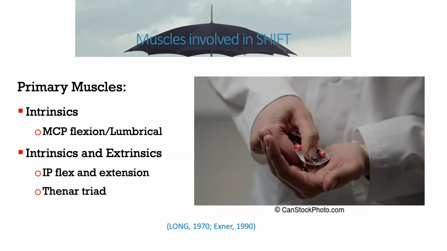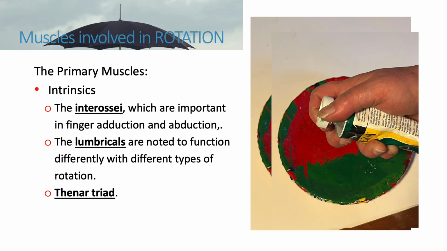The primary muscles involved in shift and produces efficient control are the intrinsics, where the MCP flexes along with the lumbricals, as well as the intrinsics and extrinsics, which produce IP flexion and extension, and then in combination with the thenar triad. Muscles involved in rotation are the interossei, lumbricals, and thenar triad again.